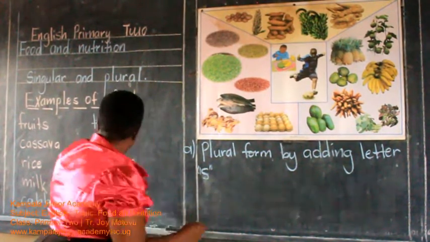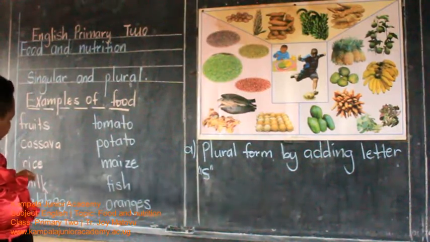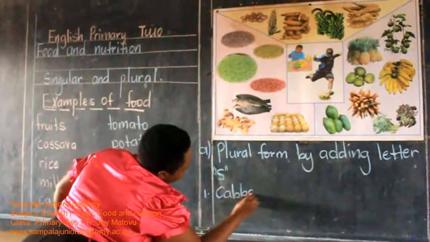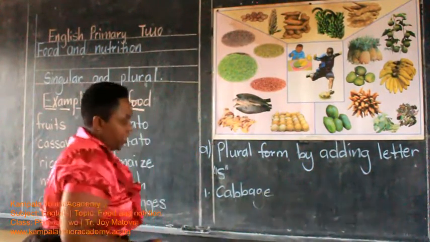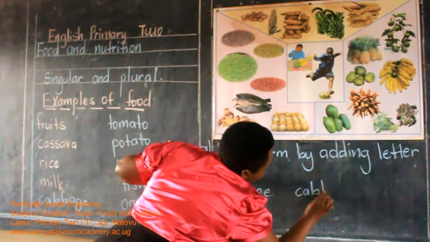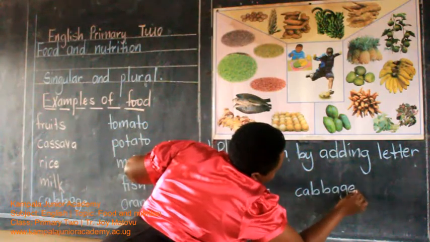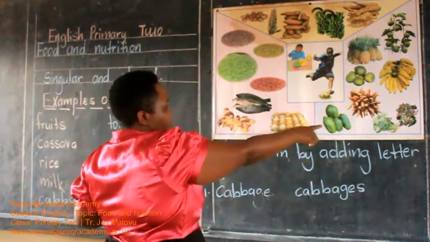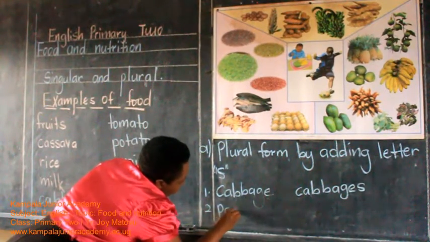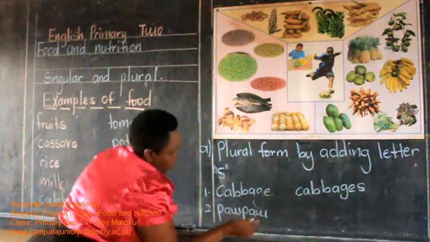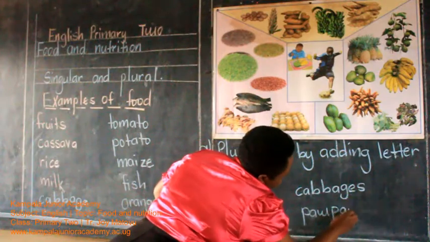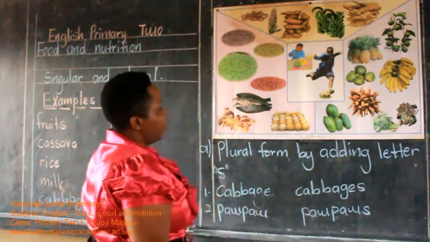So here we have the word cabbage. In its plural form, it will turn into cabbages. We shall only add letter s. We also have our picture here, purple. Purple also in the plural form adds letter s, and the word will be purples.